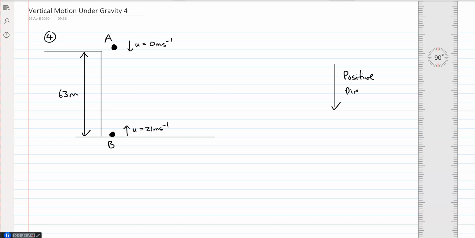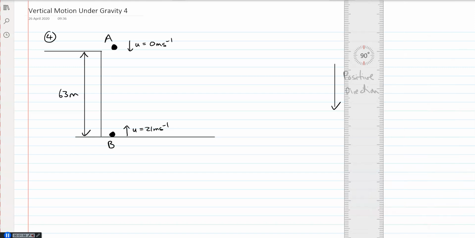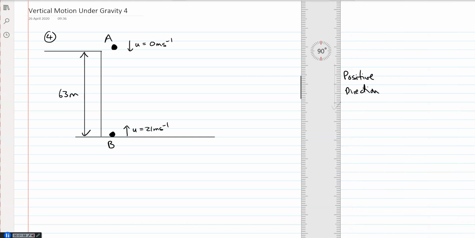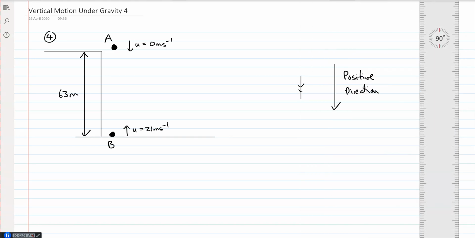But we'll take the positive direction as down again. So both of these balls, A and B, will both be experiencing an acceleration of 9.8 meters per second squared. But we'll treat that as going down. So A is experiencing 9.8 because that's going down, that's going with the direction. Whereas B will be experiencing minus 9.8 because it's going up, it's against the direction. But they'll both be experiencing that. And that's everything, isn't it? Vertically upwards from the bottom of the tower, speed 21.